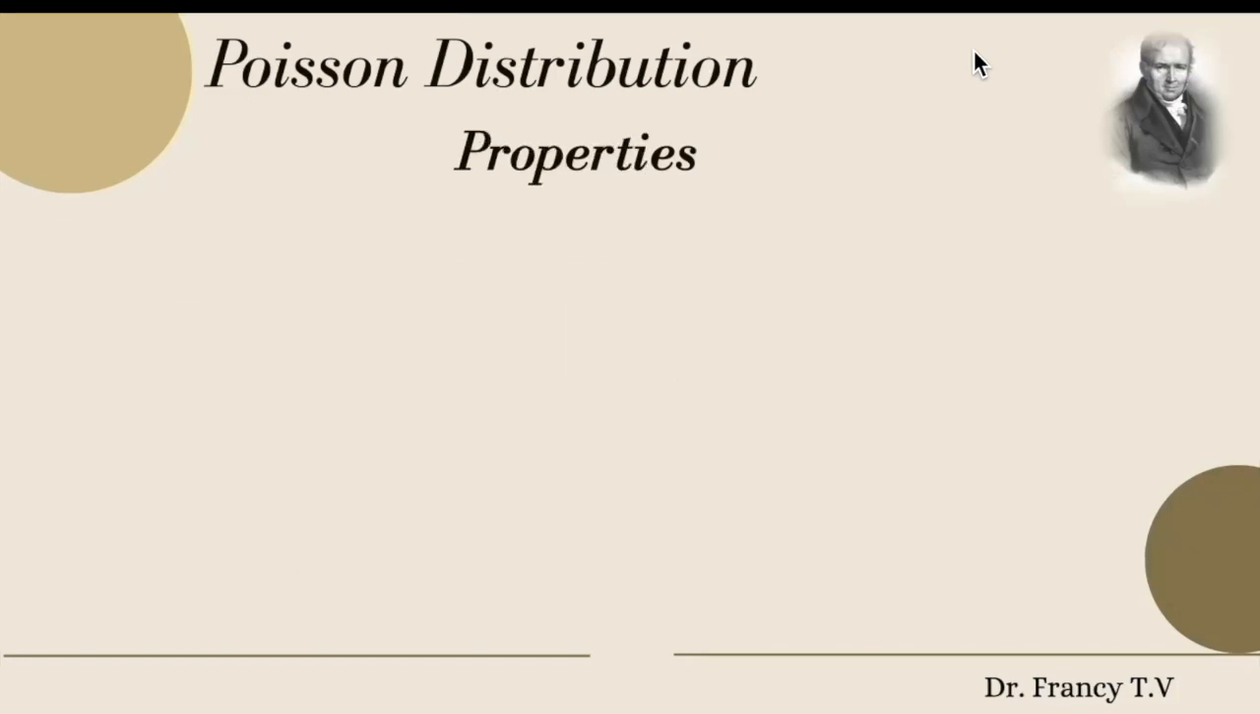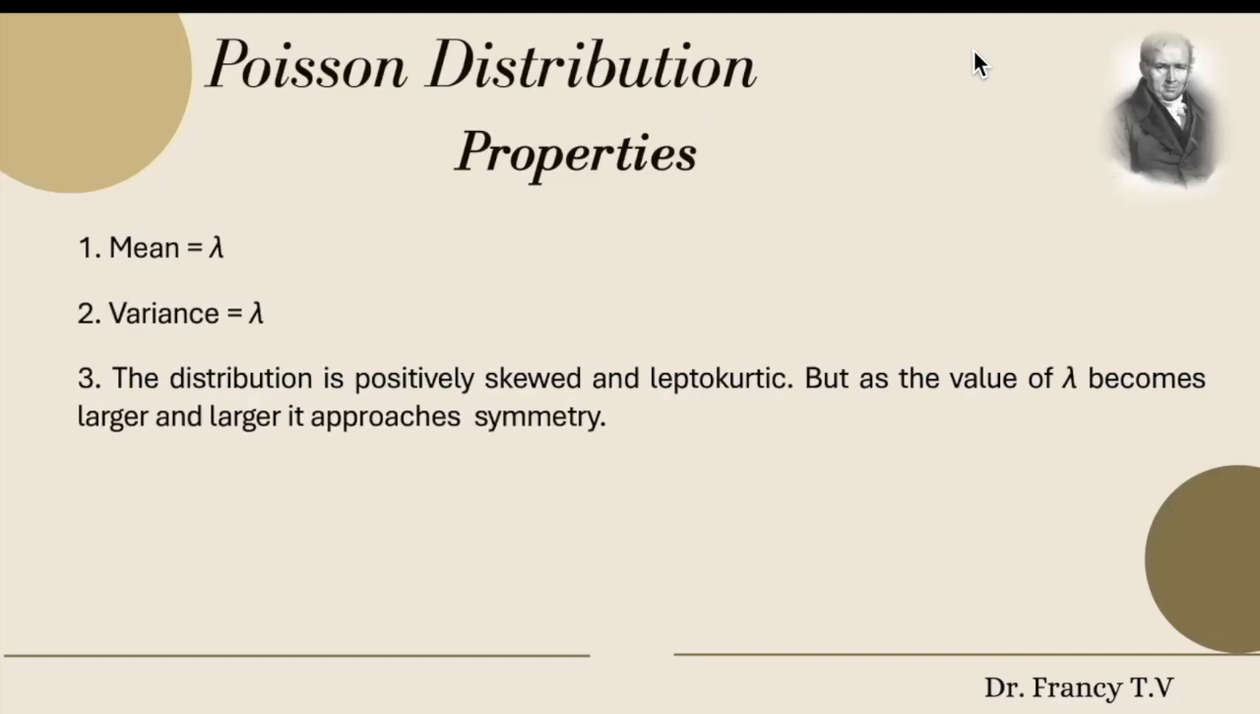Next, let us come to the properties of the distribution. The first property is mean of the distribution is given by the parameter lambda. Second one, variance of the distribution is also given by parameter itself. That means mean equal to variance. This is a characteristic property of Poisson distribution. Third one, the distribution is positively skewed and leptokurtic in general. But as the value of lambda becomes larger and larger, it approaches to symmetry.